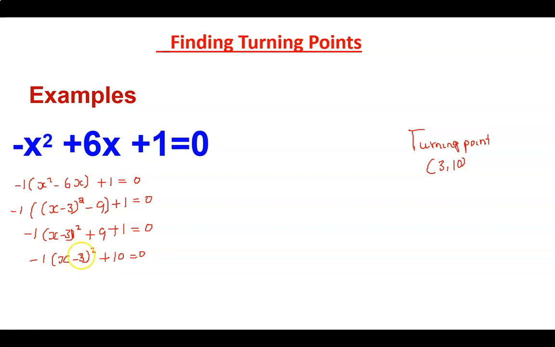This one, we need to change the sign. So we got minus 3. By changing the sign, we got plus 3. So that's all we need to do. So I showed you two ways of finding the minimum, which is when the graph is facing up, and the maximum when the graph is facing down.